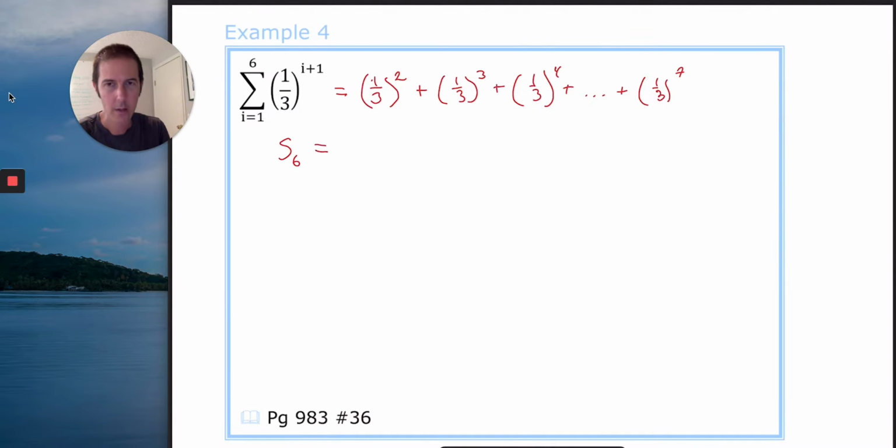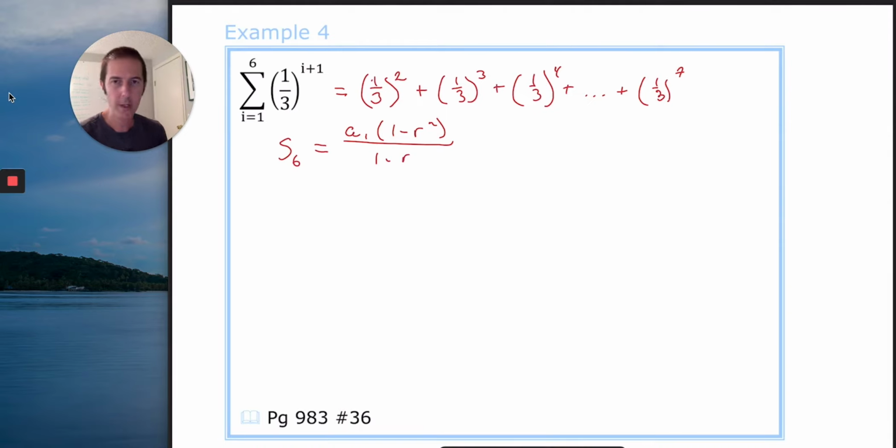In order to add the first n terms of a geometric sequence, we have a formula for that. We take a sub 1 and we multiply it by 1 minus the common ratio to the nth power, all divided by 1 minus the common ratio. Do we know what a sub 1 is in this problem? We do. It's 1/3 to the 2nd power, so it's going to be 1/9. Do we know what our common ratio is? Not yet, but we know how to calculate it. And do we know what n is? We definitely do. We could have put that in already. It's going to be the 6.